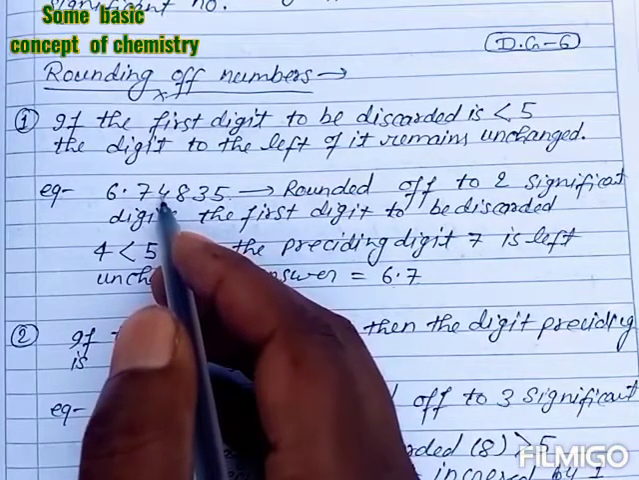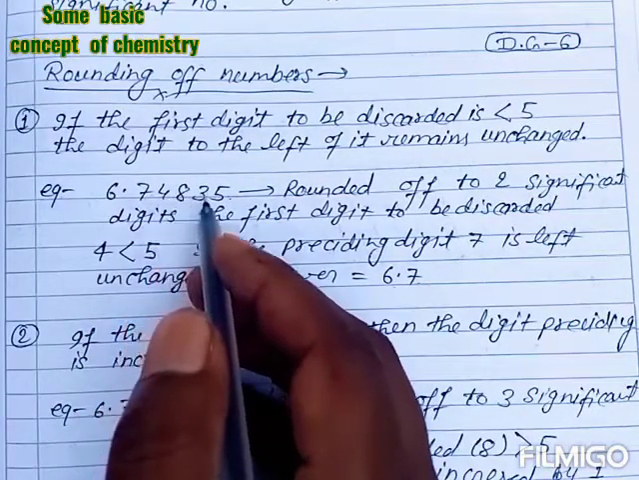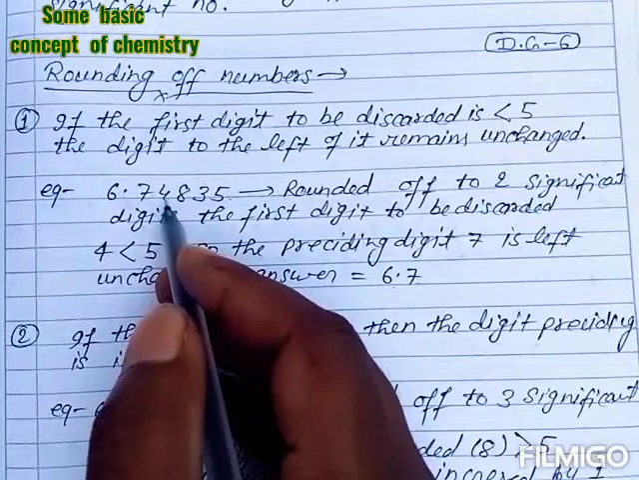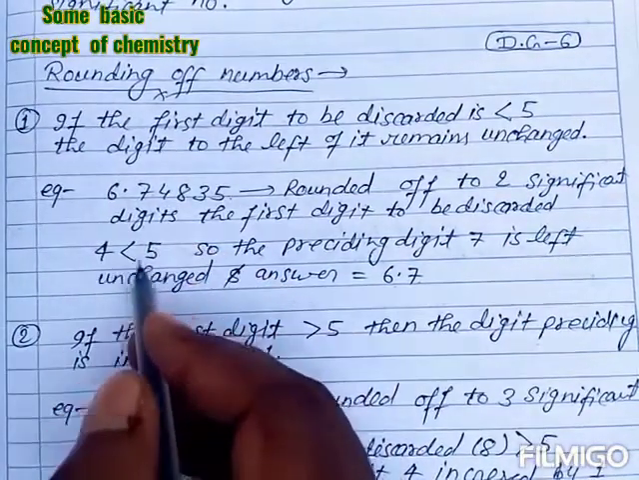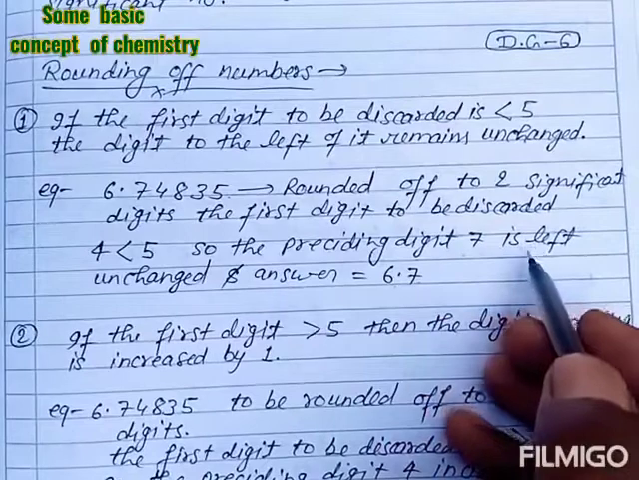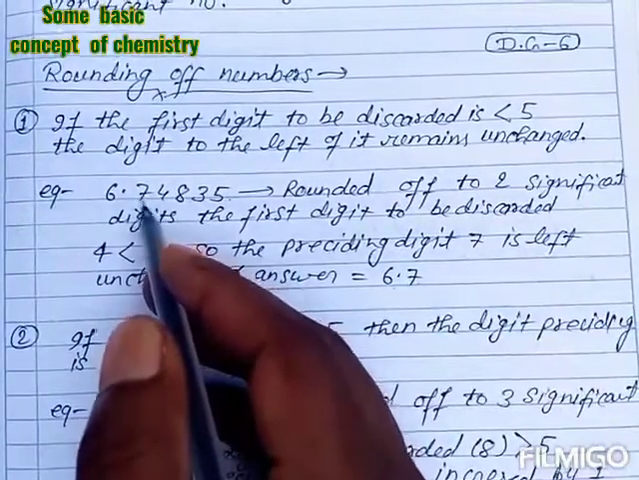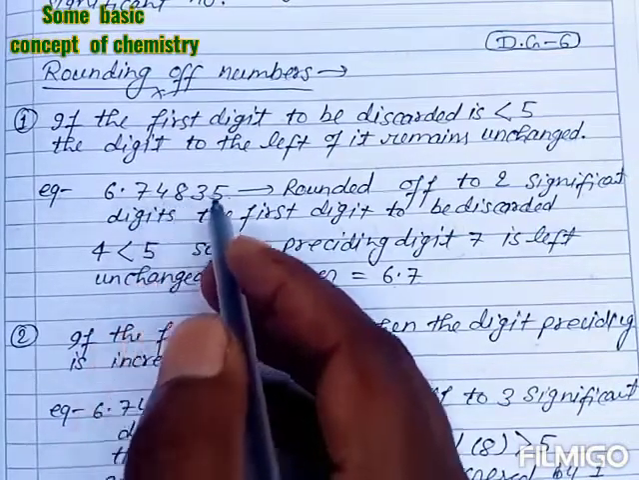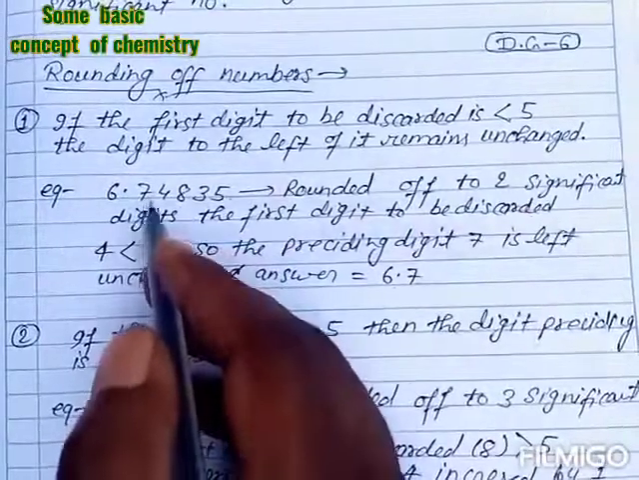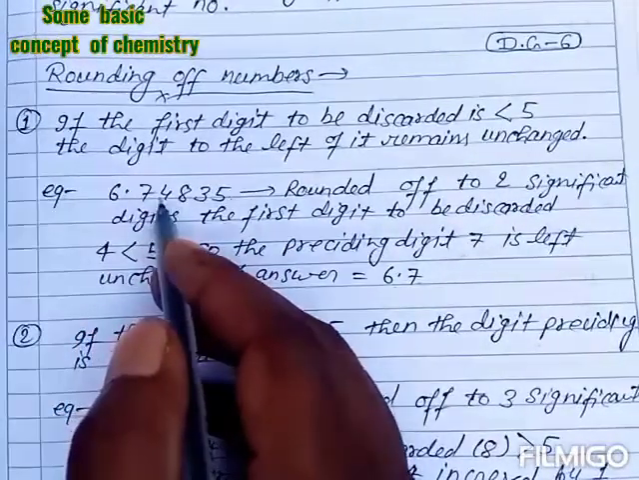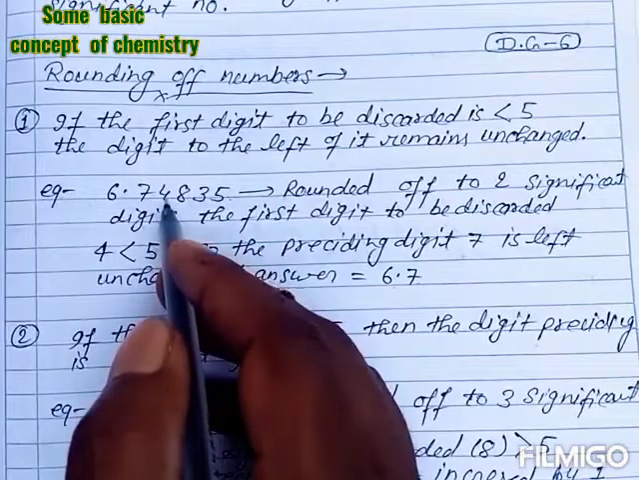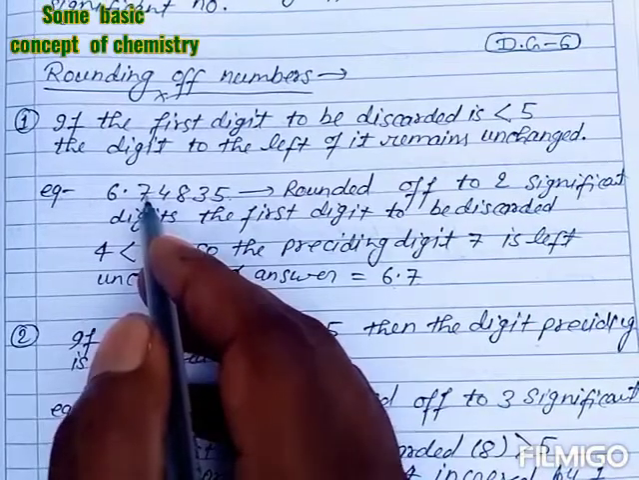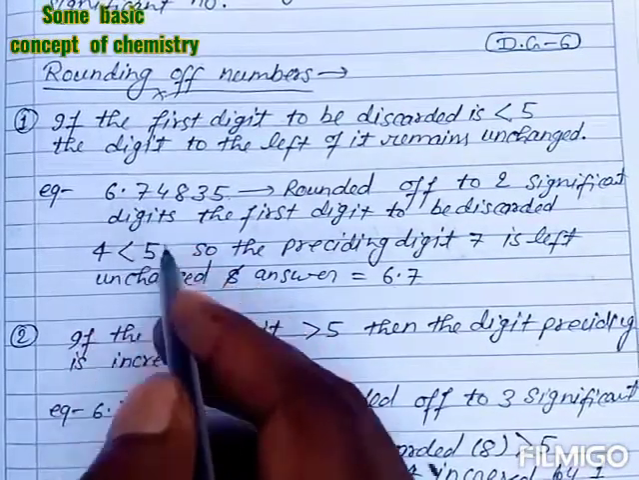So what will be the condition for it? Since 4 is less than 5, the preceding digit 7 is left as it is. I am saying that if we round off up to two digits, that is 6.74, and 4 is less than 5, so the preceding digit remains unchanged. That is, 7 remains, and 6.7 will be the answer.